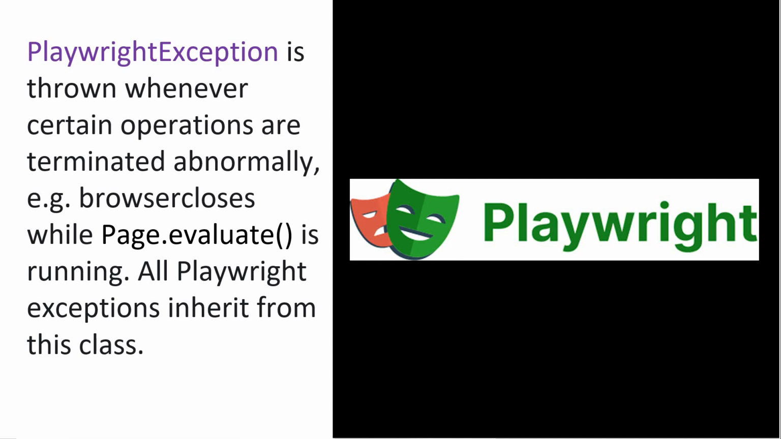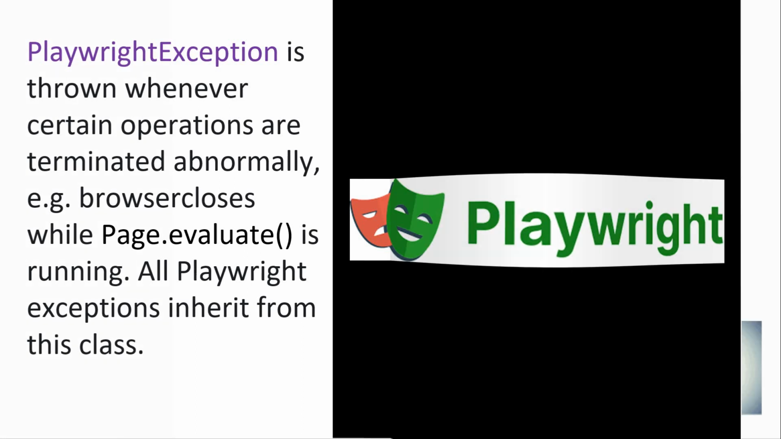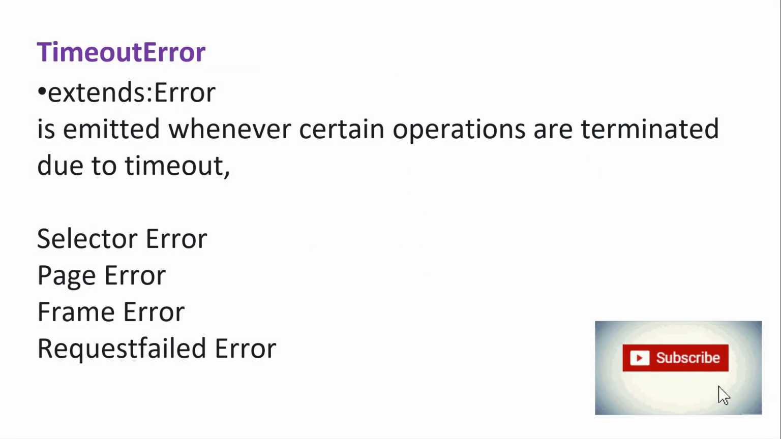All Playwright exceptions inherit from this class. So this is very important. All the Playwright exceptions are inherited from this class. This is very important in Playwright. Then we have timeout error, which inherits the error and is emitted whenever certain operations are terminated due to timeout. Timeout error we also see in Selenium. Timeout occurs when the operation does not complete within the specified time. So this is a very important thing, that timeout error occurs in both.